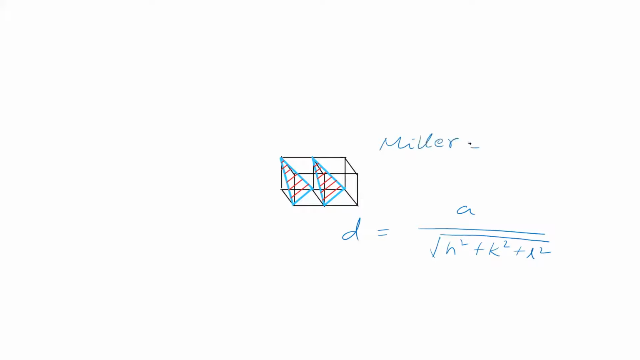Next, we find the distance between neighboring planes. How do we find it? We can find it using this formula, which has the Miller indices in the denominator. For this plane the Miller indices are 1 1 1, so this is h, this is k, this is l. Substitute h, k, l and you will get the distance between successive planes.